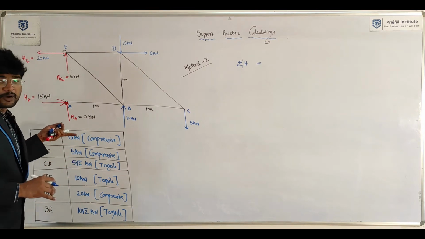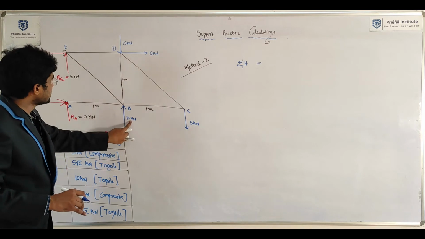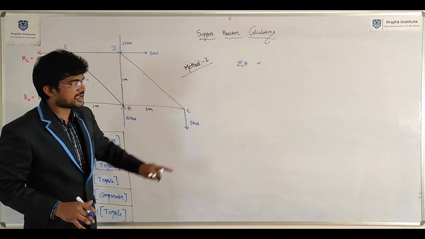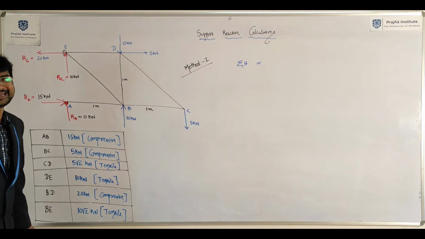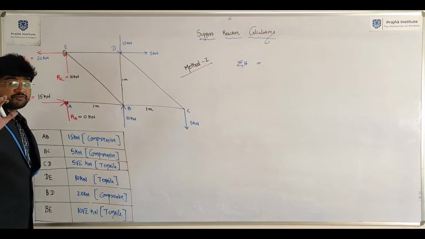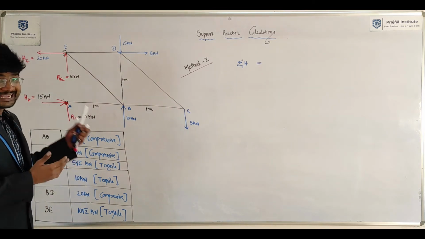Now, upward forces: 0, 10 kilonewton, and 10 plus 10 is 20; downward 15 plus 5 is 20, balanced. Sigma H equal to 0 and sigma V also equal to 0. So you will surely get it.